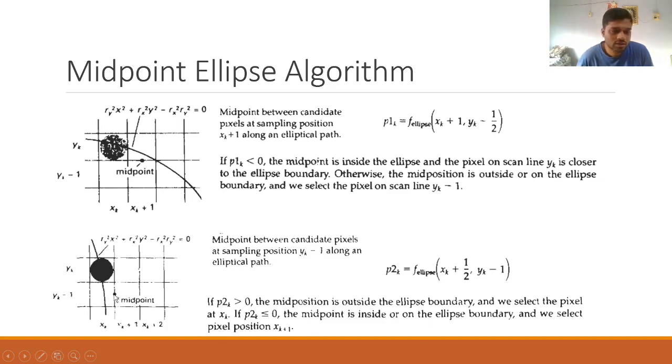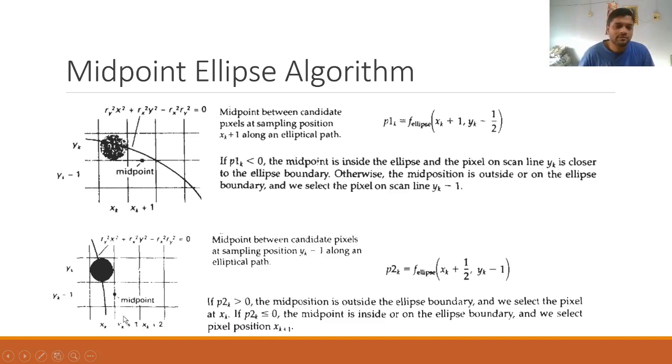So if this is greater than 0, that tells us the midpoint position is outside the ellipse boundary, and in that case we are not going to increment xk. And if this P2K is less than or equal to 0, the midpoint is inside or on the ellipse boundary, and we select the pixel position at xk plus 1.